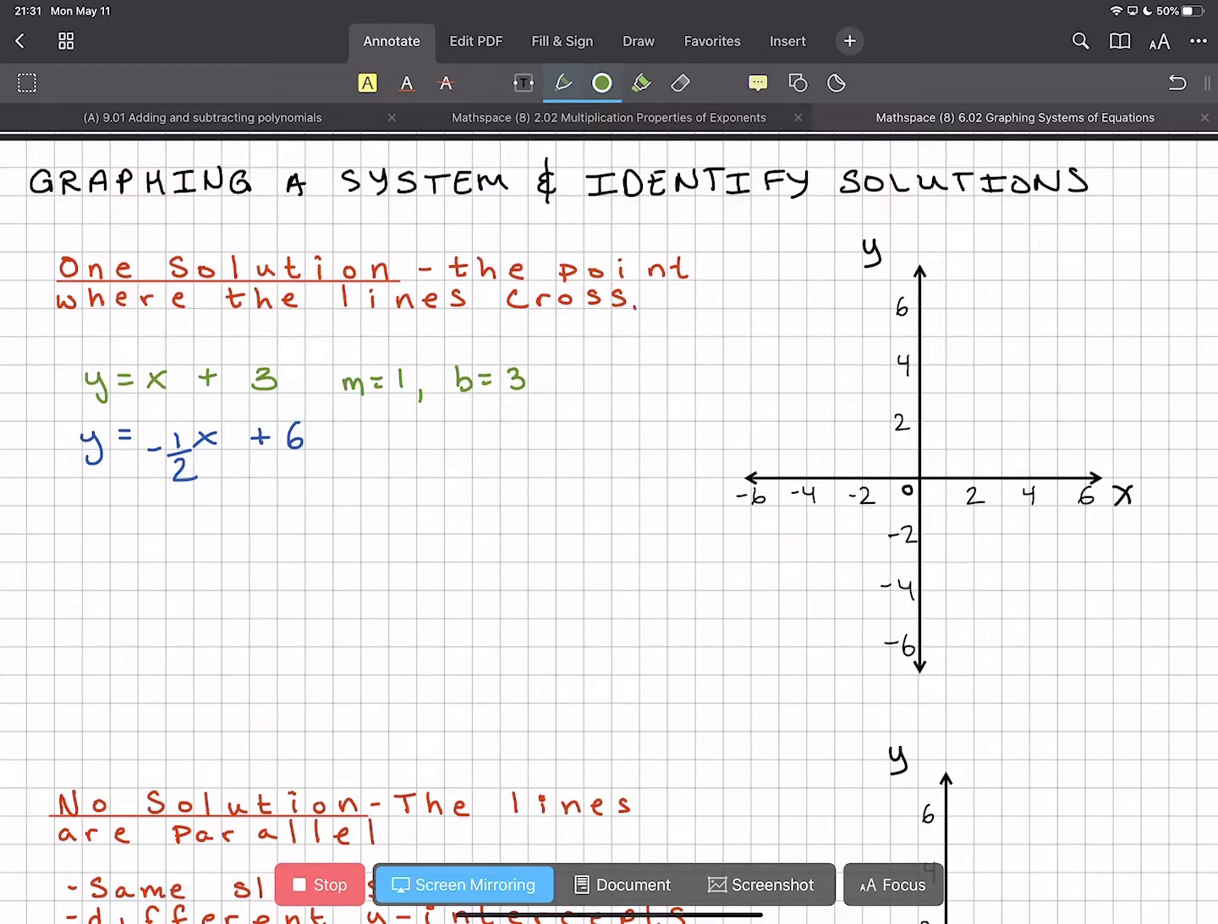I'm going to start at the y-intercept, then up 1, to the right 1, up 1, to the right 1. And I end up with a line that looks like that. So that's no different than what we just did before on the previous problems.